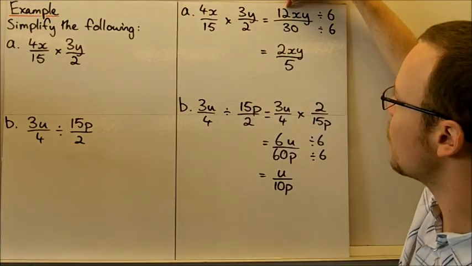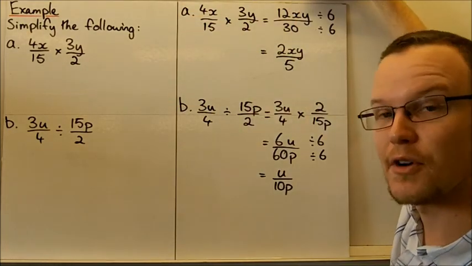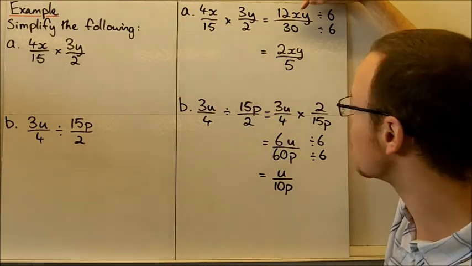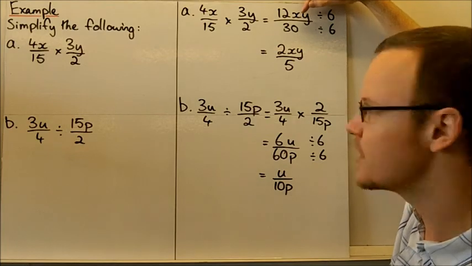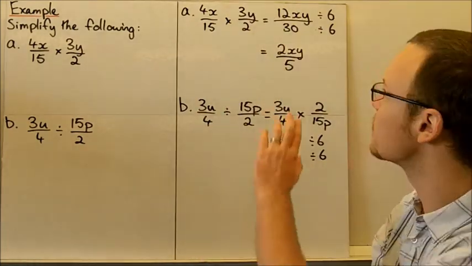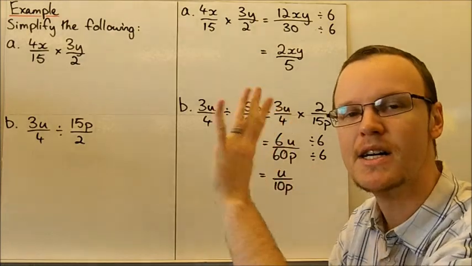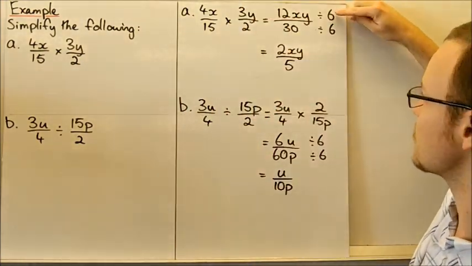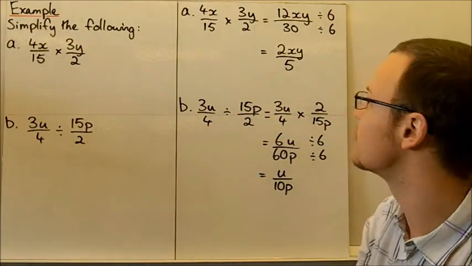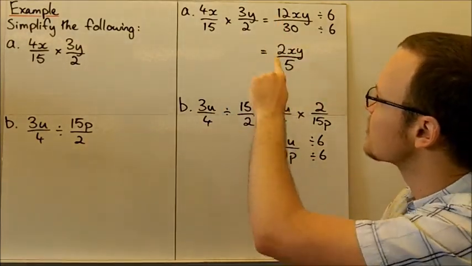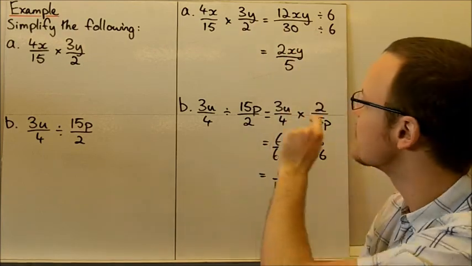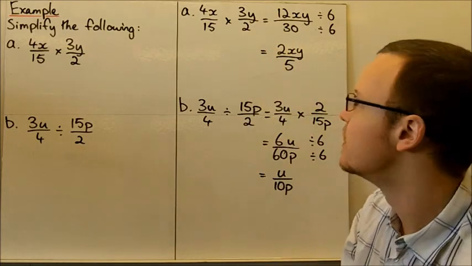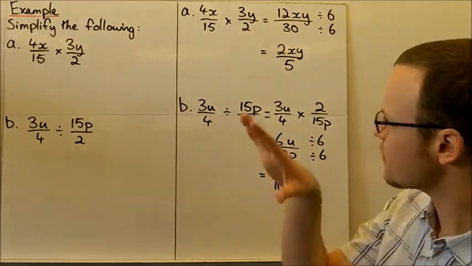I can divide 12 by 6. I can divide 30 by 6. There are only pronumerals on the top, in the numerator. There are no pronumerals on the bottom, so there's no highest common factor with any variables in there. So if I just divide the numerator and denominator by 6, 12 divided by 6 is 2, so 2xy, and 30 divided by 6 is 5. So this is our simplified fraction here, 2xy over 5.